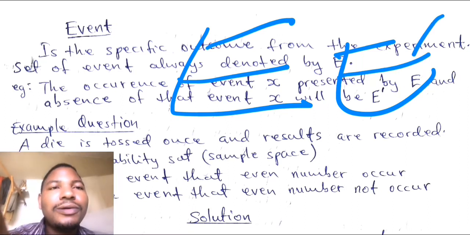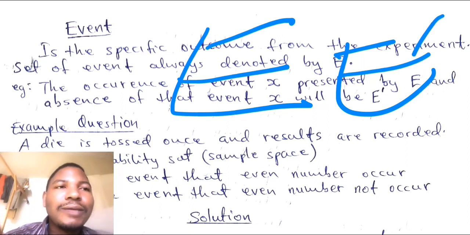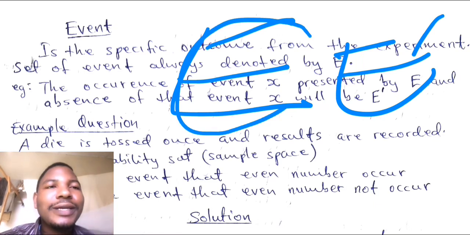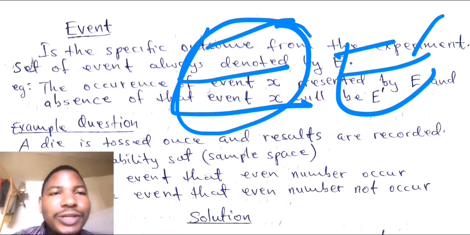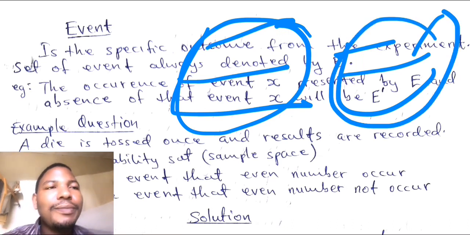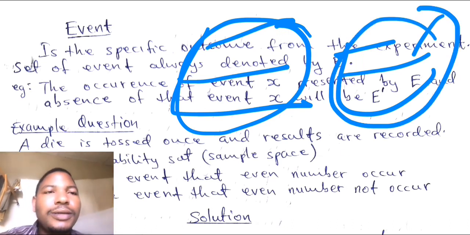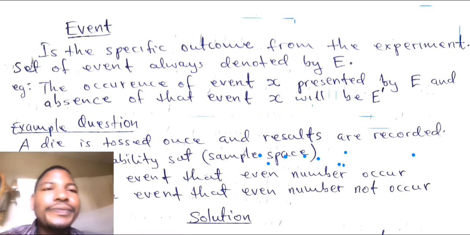If we're talking about the same situation or the same condition, the occurrence of the event will be E, and for the same condition, the absence of the event will be E complement. Okay, let us move to the example here.